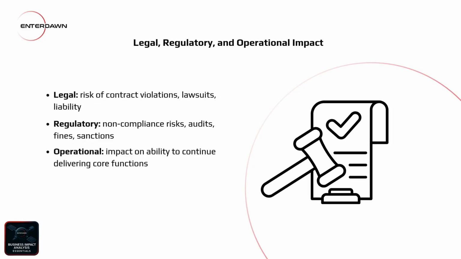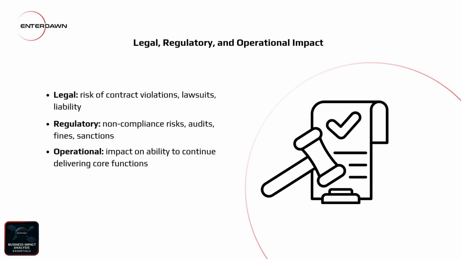Legal impact involves risks like contract violations, litigation, or liability. Processes tied to legal obligations, such as client deliverables or regulated service levels, carry higher stakes. Regulatory impact relates to noncompliance with industry or government rules. This can lead to audits, fines, or sanctions, particularly in sectors like finance, healthcare, and utilities.